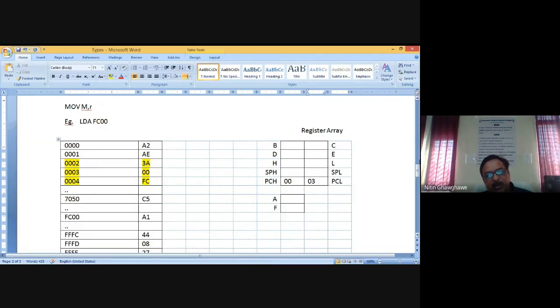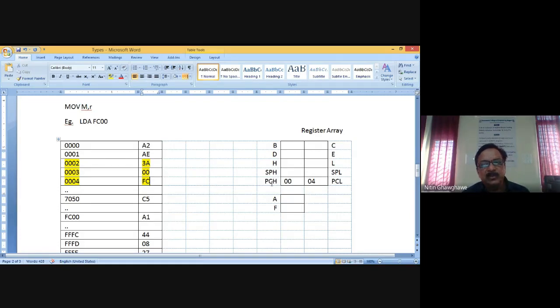So 0 0 will be taken into the microprocessor. Further, it will be incremented. So 0 2 initially, then 0 3 and 0 4. In this way, this address will be incremented automatically in the program counter, just to get the things into the microprocessor. In this way, all these three contents, 3A, 0 0, FC, everything is taken into the microprocessor.